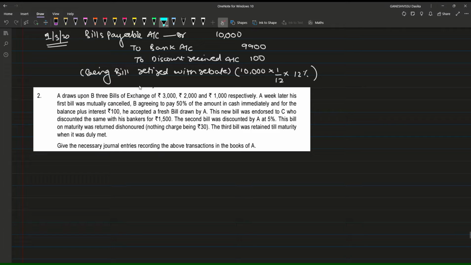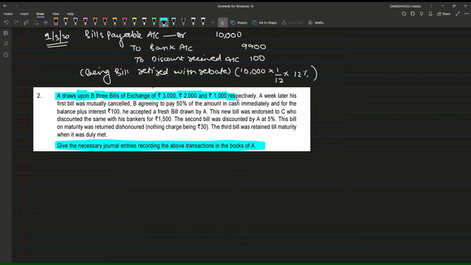Now this is the question which you need to take some care with, because there are three bills of exchange. Let us see the question. A draws upon B three bills of exchange of 3,000, 2,000, and 1,000 respectively. We need to see what he is asking: necessary entries in the books of A. First of all, let us understand the question and write down the entries. They have not given us any dates, so no problem.